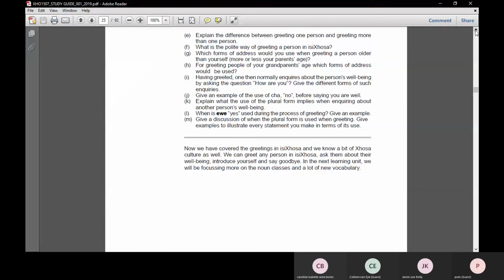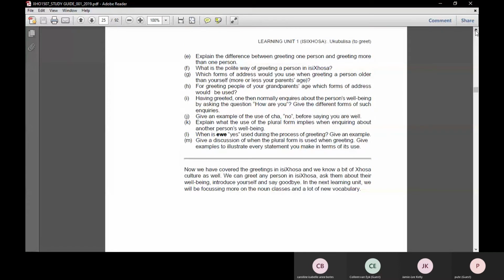In this chapter we see the different forms of such inquiries. J. Give an example of the use of cha. Cha is not Xhosa. Cha is isiZulu, so they made a mistake. What is no in isiXhosa? Hayi is correct. Yes is ewe. It's hayi and ewe. We don't have cha. Cha is a Zulu word. So J is saying, give an example of the use of no.